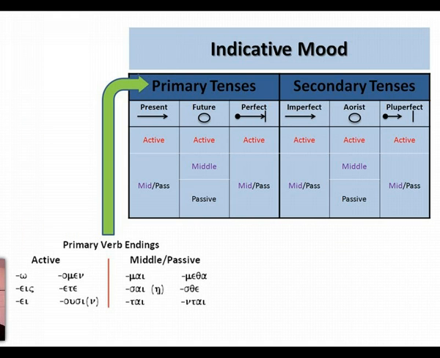Now, just to remind you what we're talking about when we talk about primary tenses. Primary tenses are the present, the future, and the perfect. And primary tenses use primary verb endings. And the active verb endings are o, eis, ei, omen, ete, ousi. And the middle passive endings are omai, ese, which normally collapses into ei, etai, ometha, esthe, ontai. Okay, so these endings are used in the primary tenses, and right now we're looking right here at the future active and the middle.